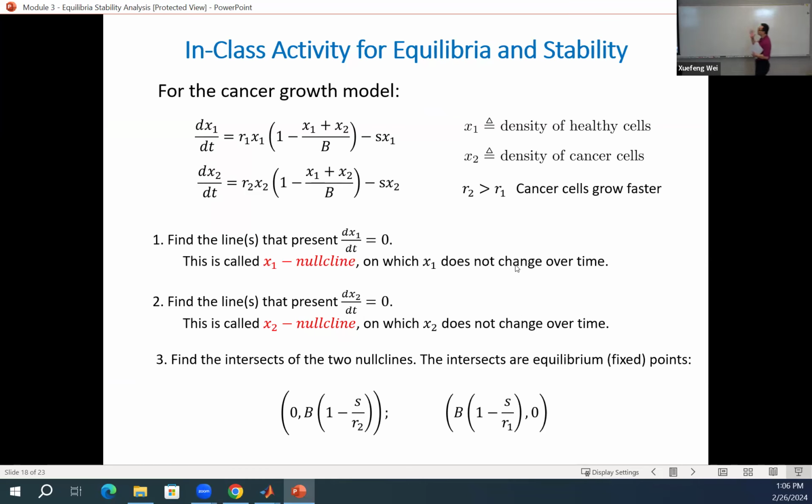We have two tumor growth models. Okay, tumor growth model here. Okay, so the first I'm gonna draw. Let me start with finding the lines that represent dx1 = 0. Okay, find the lines that represent dx1 = 0.